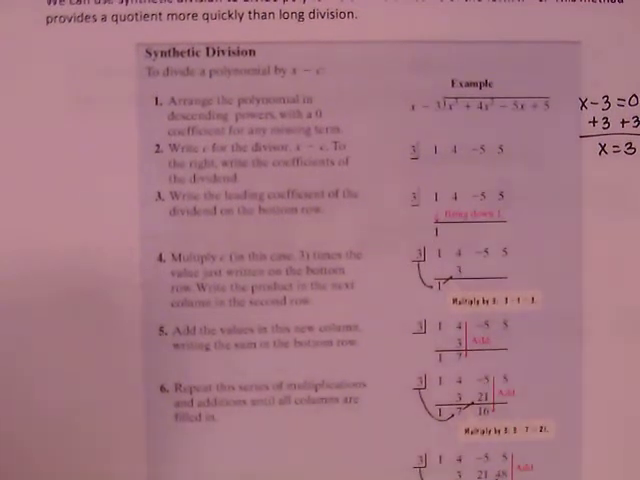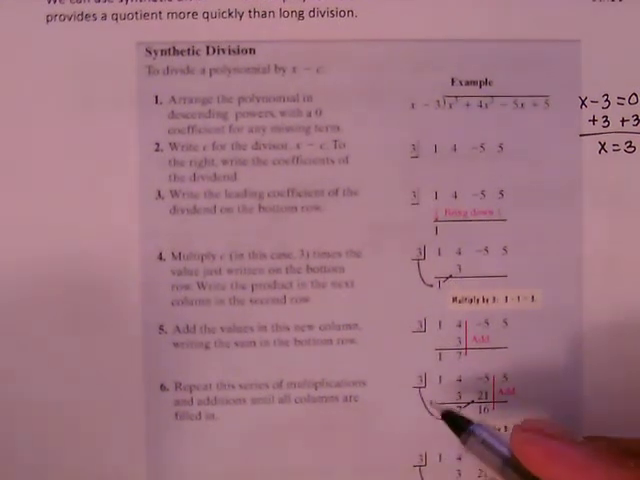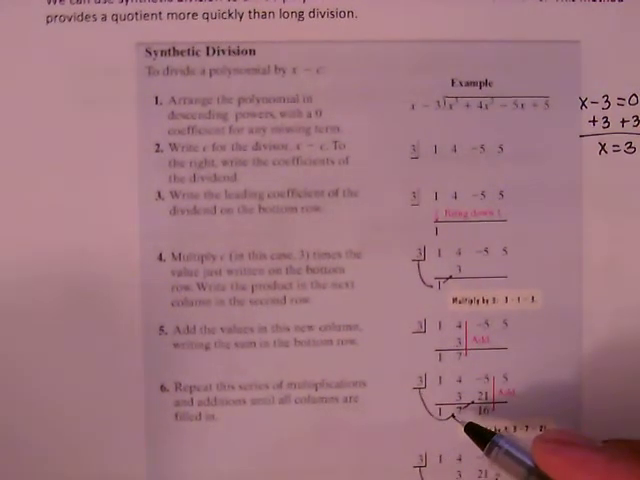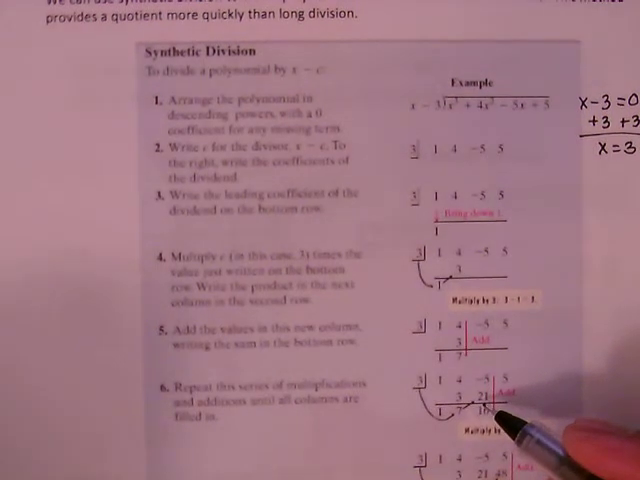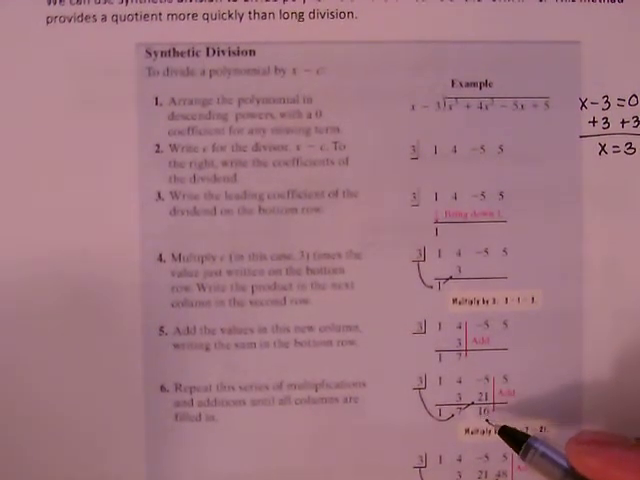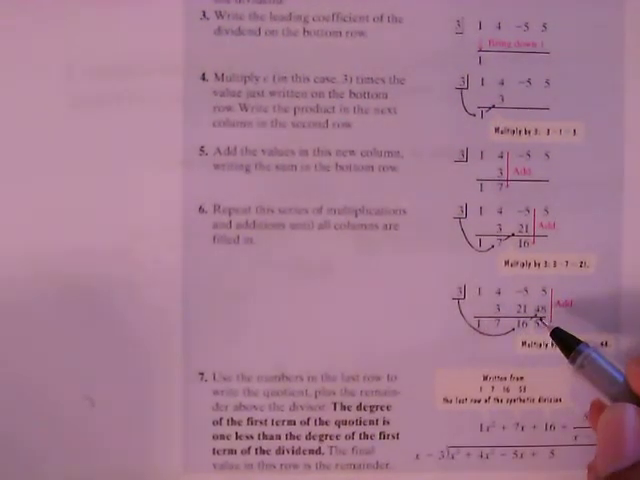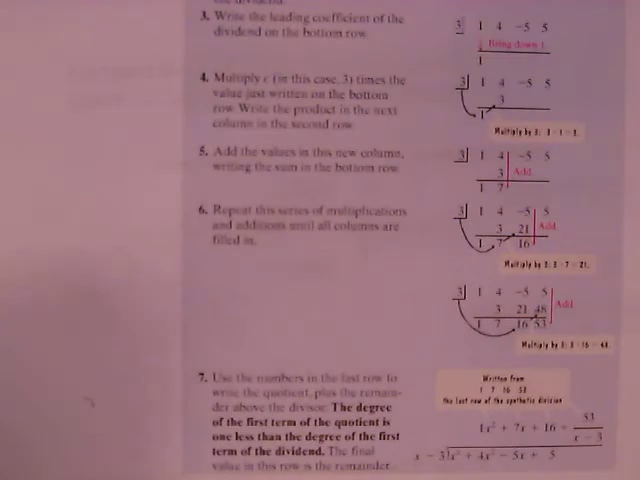And then you're going to repeat this series of multiplications and additions until all columns are filled in. So in this case, if I do 3 times the 7, I'm going to get 21. That will go underneath negative 5. Add negative 5 and 21, you'll get 16. And then continue on by doing 3 times 16, that would be 48. And add 5 plus 48, you'll get 53. So all the multiplications and additions are done there.